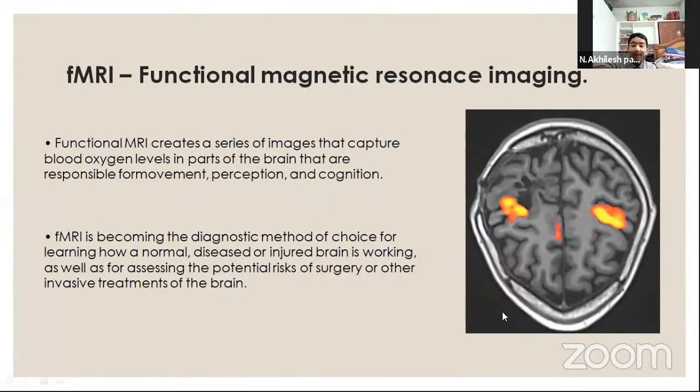The next one is fMRI, functional magnetic resonance imaging. Functional MRI creates a series of images that capture blood oxygen levels in parts of the brain that are responsible for movement, perception, and cognition. MRI is becoming the diagnostic method of choice for learning how a normal, diseased, or injured brain is working, as well as for assessing the potential risks of surgery or other invasive treatments of the brain.